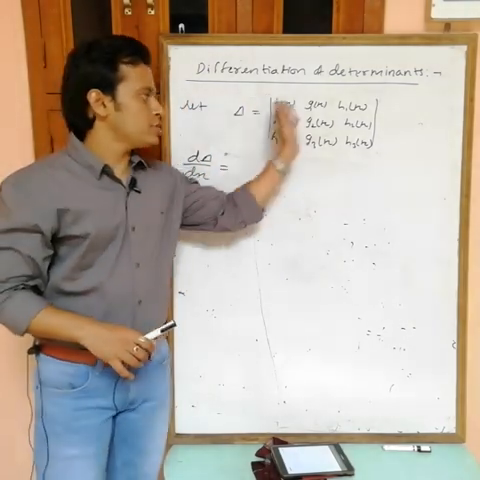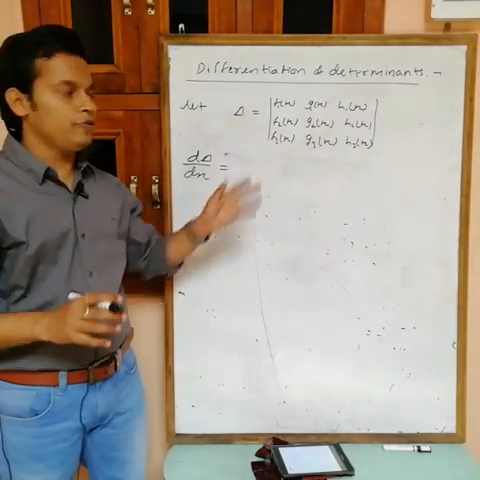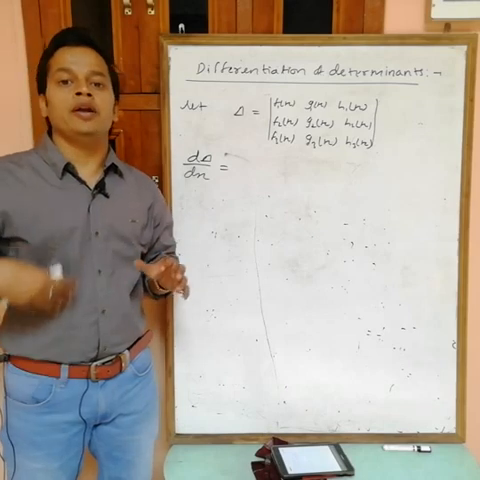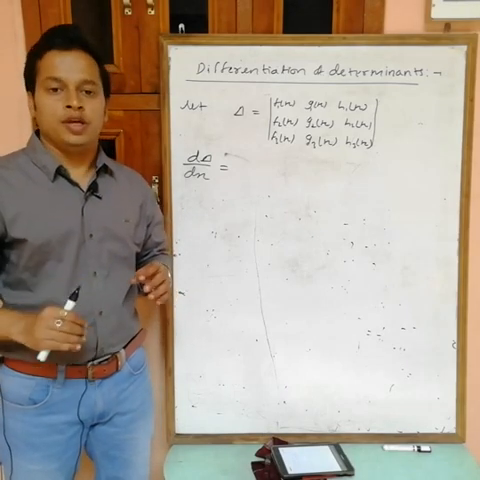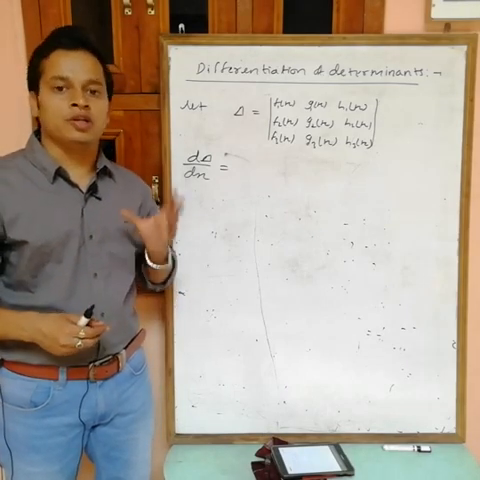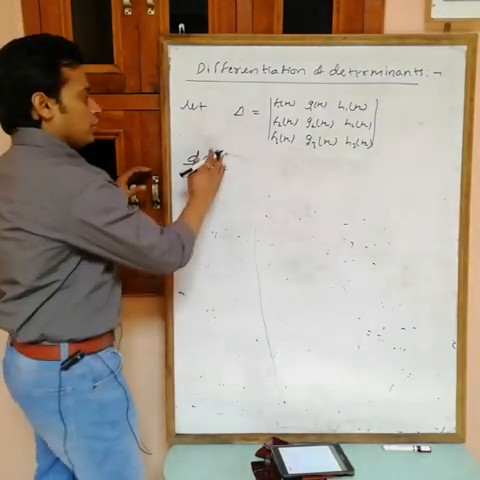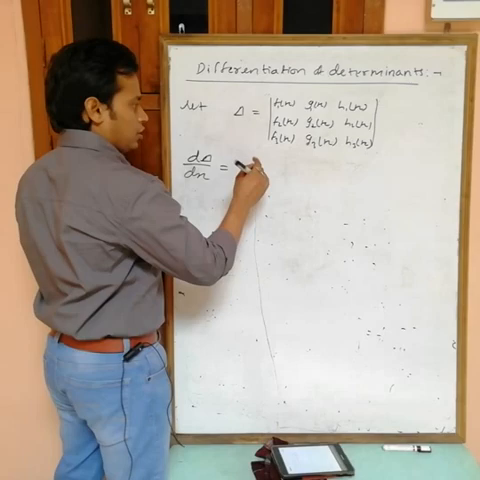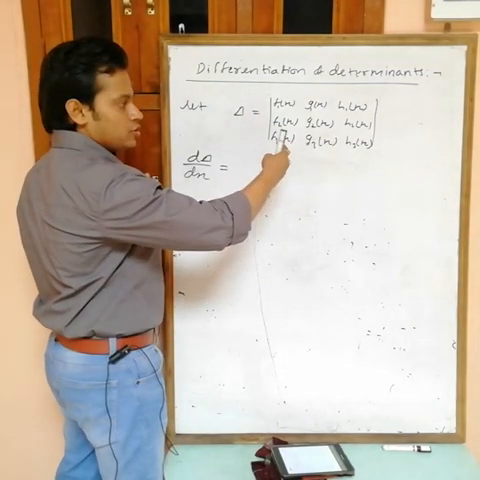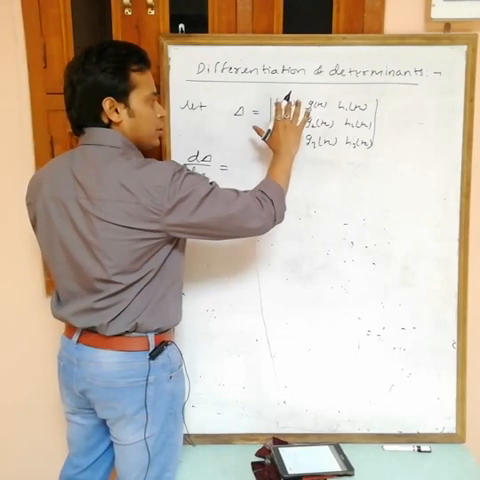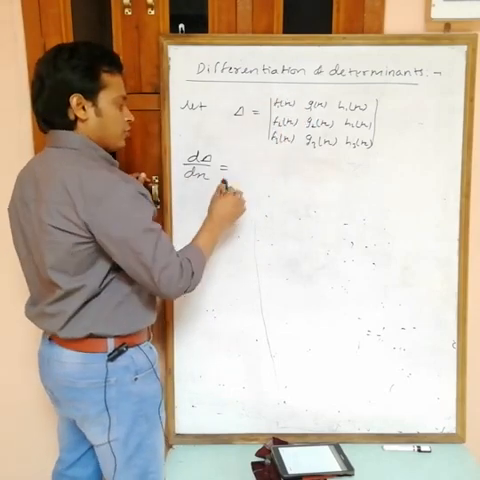First option, this is in terms of x, so at the end you will get a function of x. The first is to expand this first and then differentiate. The second option is to differentiate first and then expand. If you want to first expand then differentiate, you can do it directly. But if you want to differentiate as a determinant, then how to differentiate?